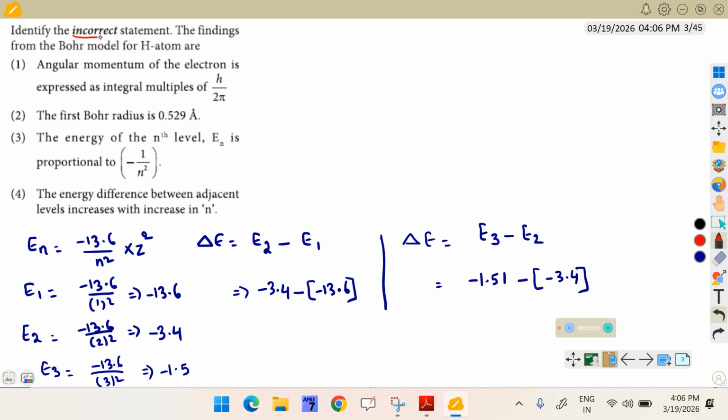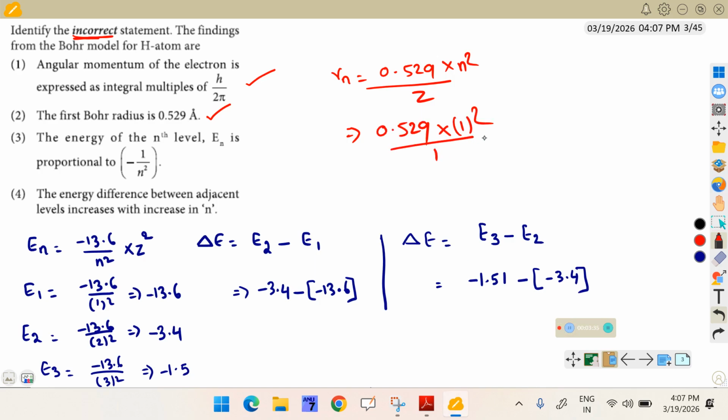Identify the incorrect statement. Read the question carefully. Incorrect statement: angular momentum of the electron is expressed as integral multiple of h by 2 pi. Yes, this statement is correct. The first Bohr radius is 0.529 into n square, 0.529 angstroms. Yes, correct. How? Radius of nth orbit is equal to 0.529 into n square by z. So 0.529 into 1 square by 1, 0.529. So this statement is also correct.